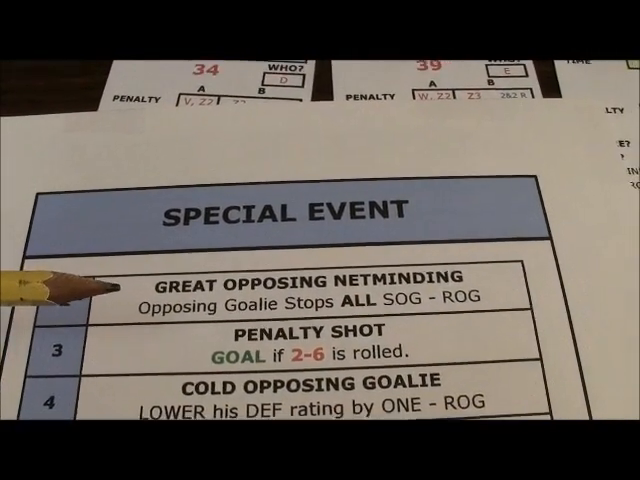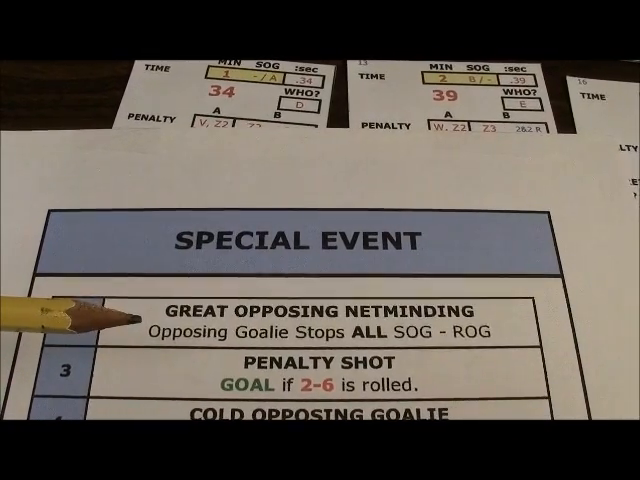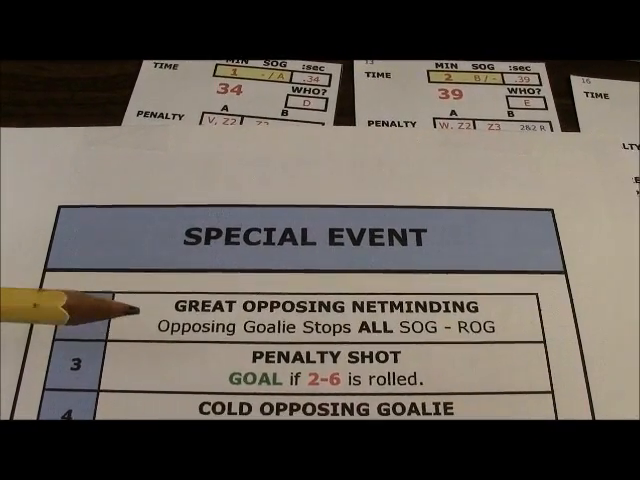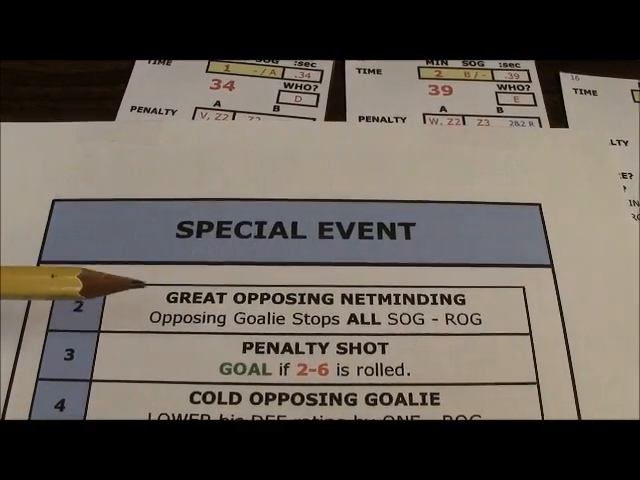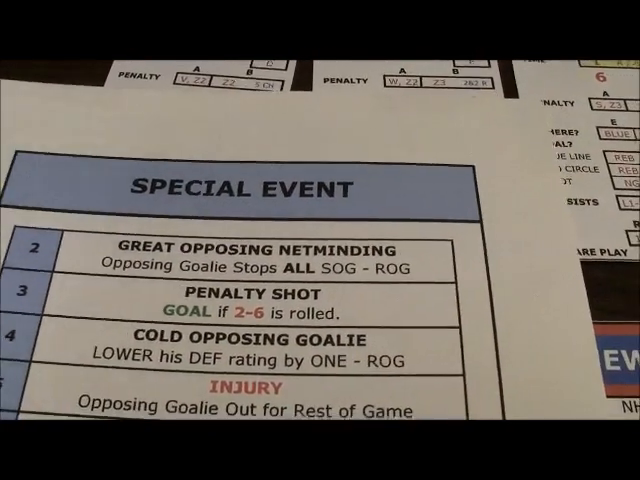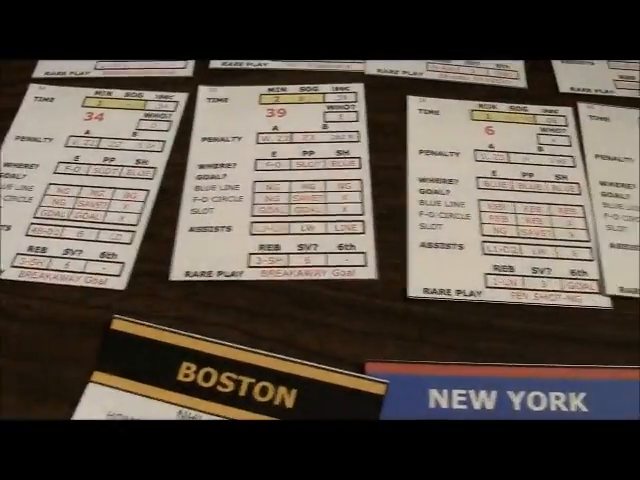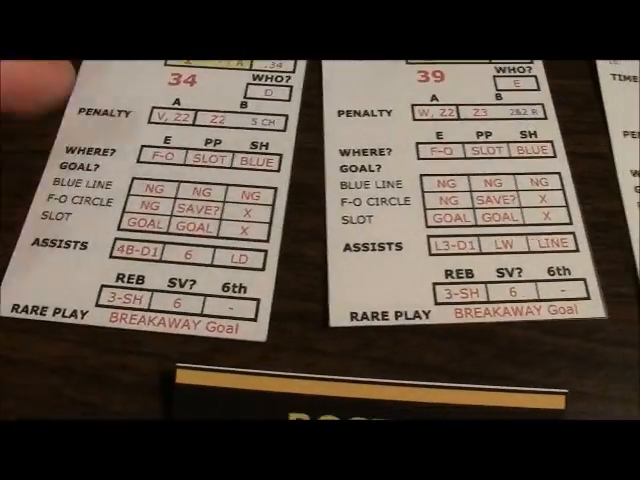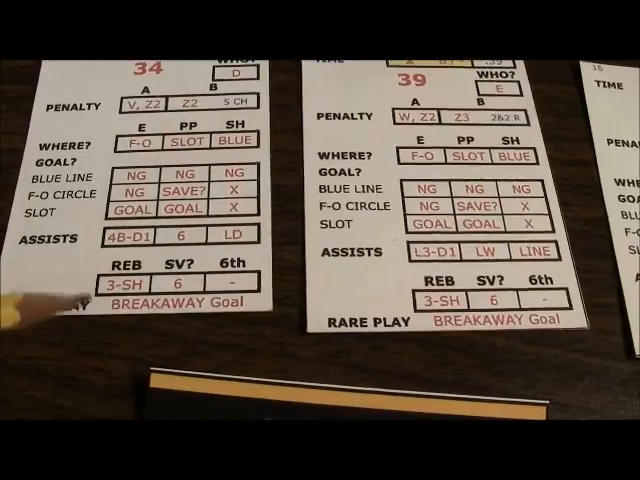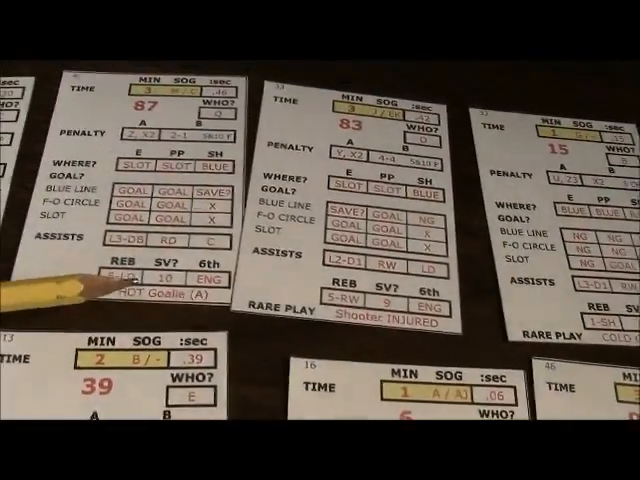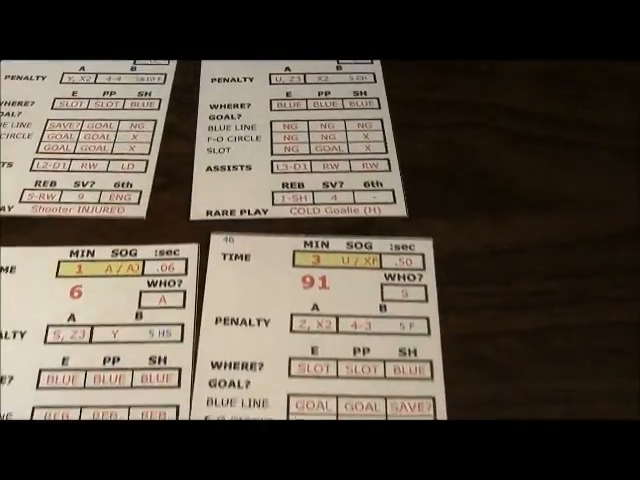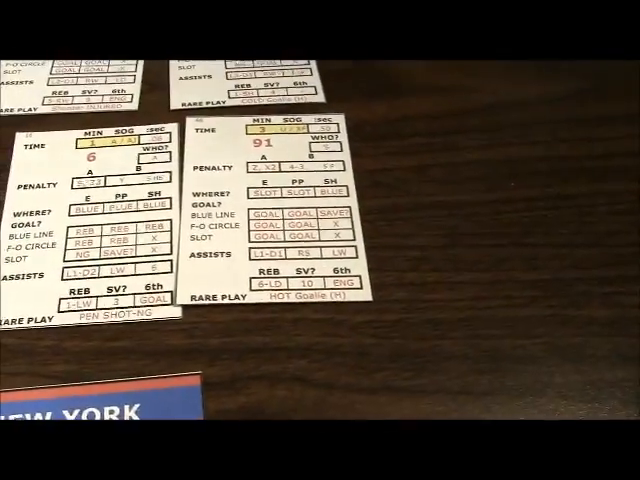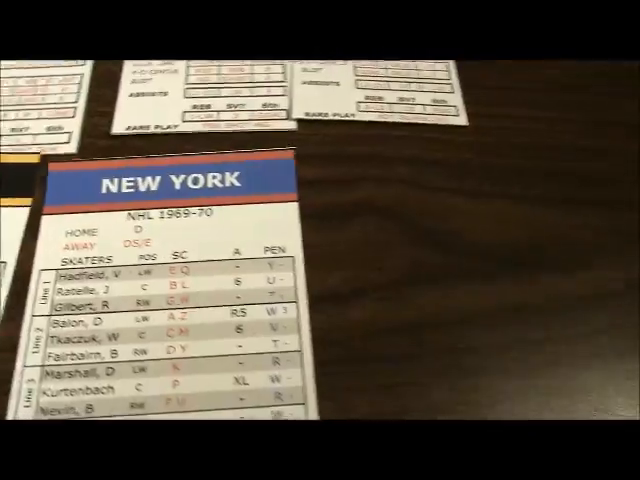And this is invincible mode for a goalie, in which a goalie stops all shots for the remainder of the game. That could be a real game breaker when this one comes up. It doesn't come up that often though. And you can see where these are incorporated onto the action deck. Here's the reading for breakaway goal. Here's the reading for hot goalie, shooter injured, cold goalie. So these are a few of the other situations that could come up in a game.